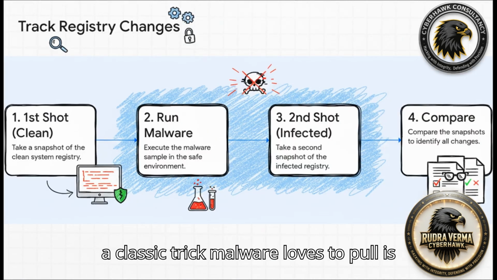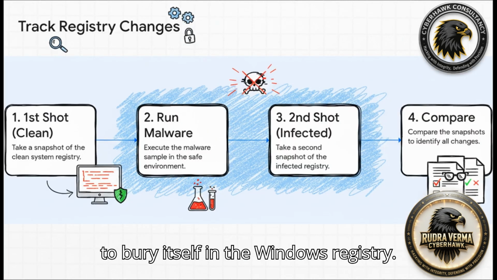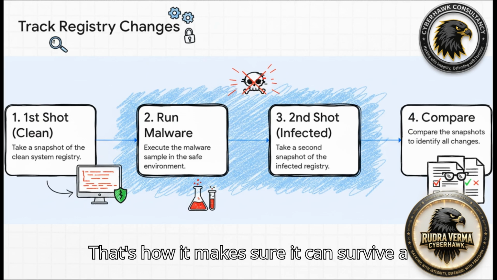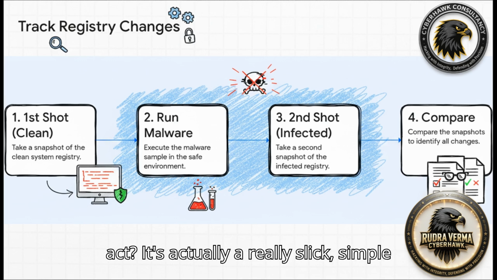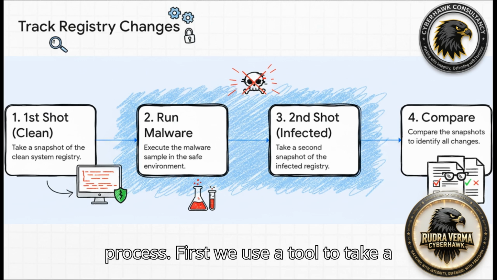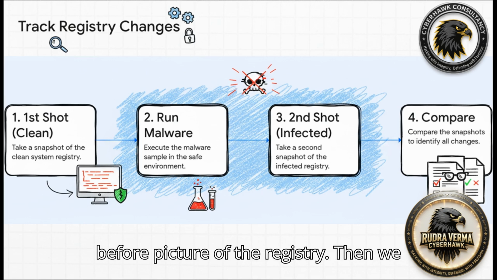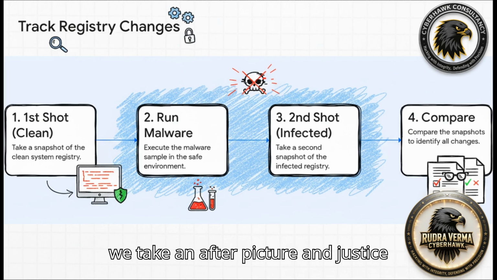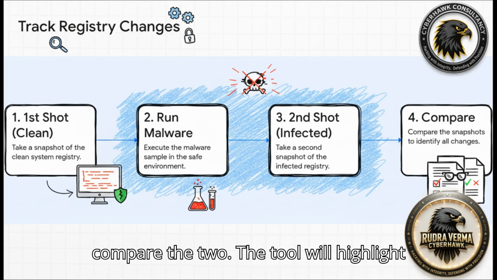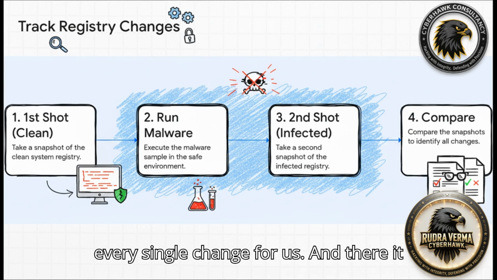You know, a classic trick malware loves to pull is to bury itself in the Windows registry. That's how it makes sure it can survive a reboot. So how do we catch it in the act? It's actually a really slick, simple process. First, we use a tool to take a before picture of the registry. Then we let the malware do its thing. After that, we take an after picture and just compare the two. The tool will highlight every single change for us.